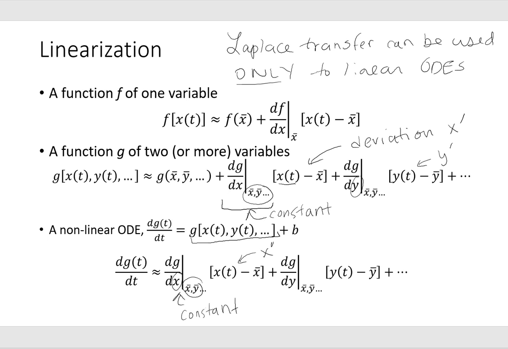Then we continue this process with respect to the next independent variable. So the derivative of that function g with respect to y, the second independent variable, evaluated at the initial steady state conditions, also becomes a constant, and multiply by that deviation variable. You'd continue this until you've addressed all the independent variables that were showing up within that nonlinear term. It's pretty useful. You'll have a chance to practice it on the homework.